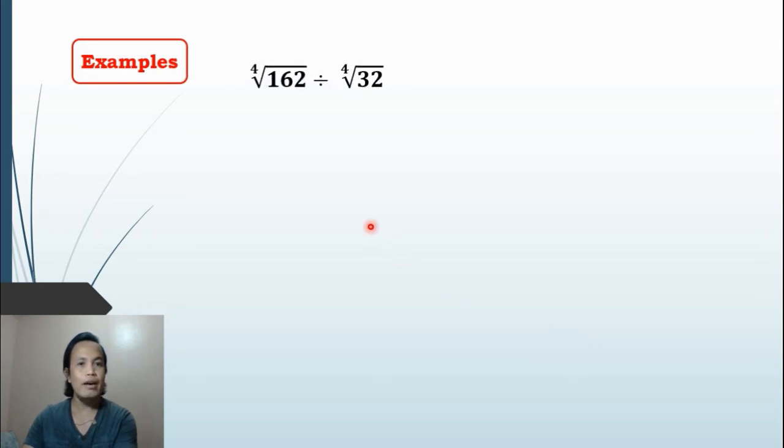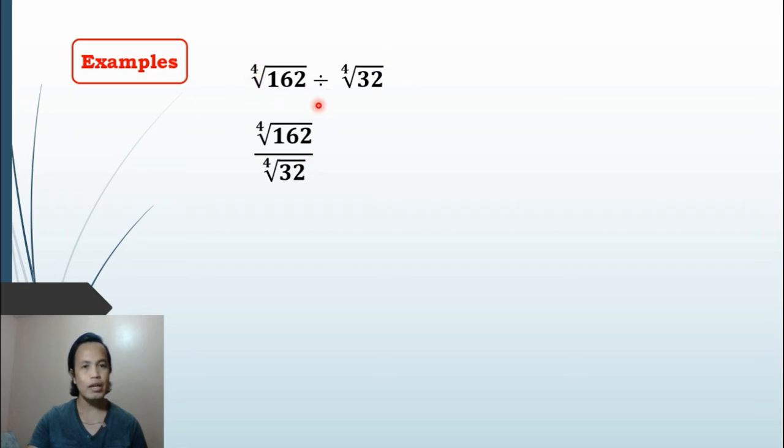Okay, another example. We have the fourth root of 162 divided by the fourth root of 32. This time, since 162 is not a perfect fourth power, and the same with 32, we simply factor out 162 and 32 in such a way that one of the factors will give us a perfect fourth root. So we write this in fractional form: the fourth root of 162 over the fourth root of 32.